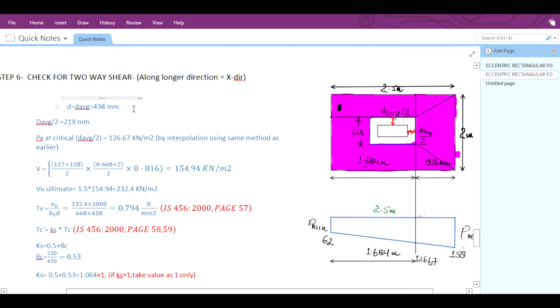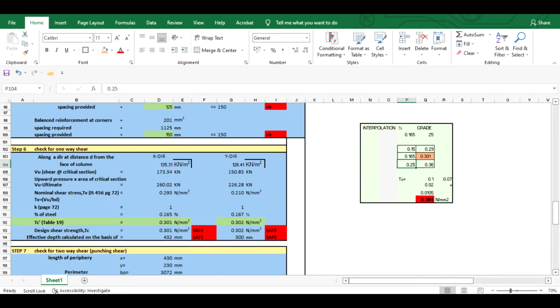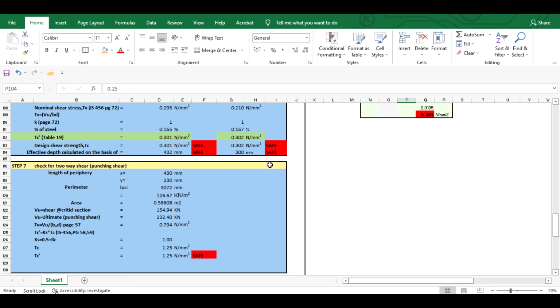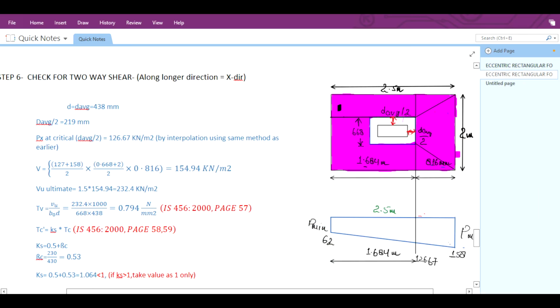So the average by 2 will be 438 divided by 2, so it will come as 219 mm. We will match in Excel also, and that will be okay. Now your px at critical, that is at d by 2, we have to find.